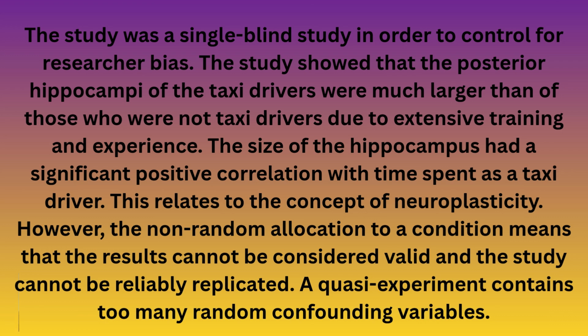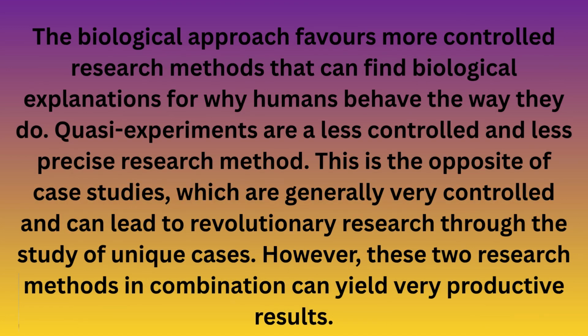So here we wrote the second supporting study and also linked it with the quasi-experiment that was used in this supporting study. As per the demand of the question, I also evaluated, that is, wrote down the strengths and weaknesses of the quasi-experiment. Now comes our last paragraph, that is the conclusion, which again is of 2 marks, and this is what we need to write. The biological approach favors more controlled research methods that can find biological explanations for why humans behave the way they do. Quasi-experiments are less controlled and less precise research methods.